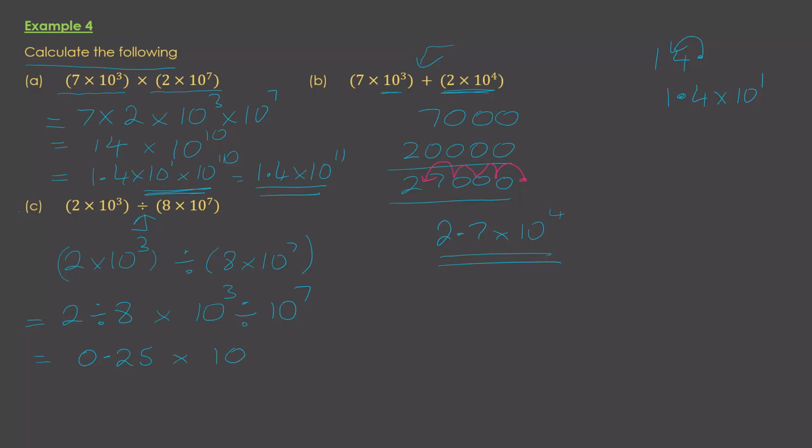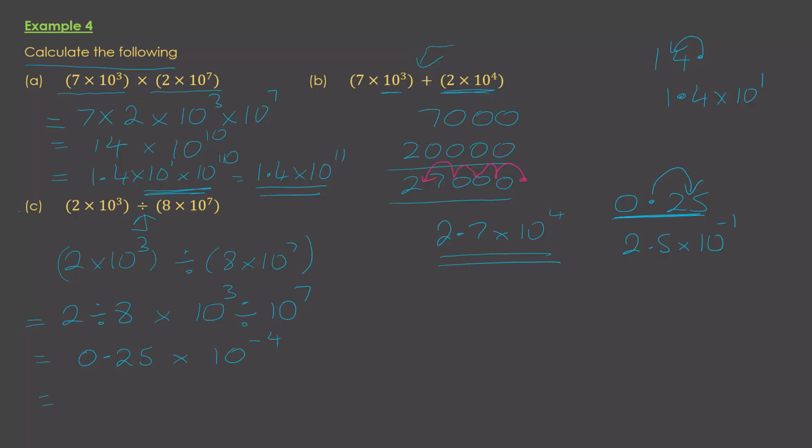Using the division index law, 3 take away 7 is -4. But 0.25 isn't in scientific notation. We need to hop the decimal point to here, and that would be 2.5 times 10 to the -1. Note, because the original number was less than 1.